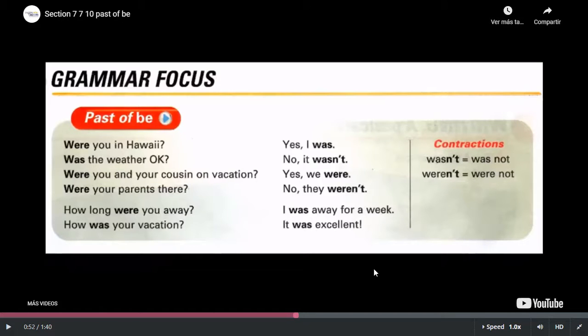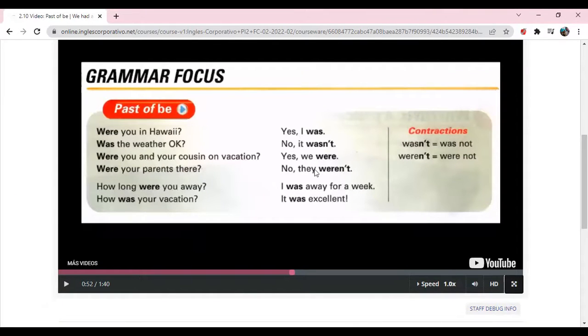Let's practice questions with was and were. Remember, yes, no questions. Now, you're not going to say, yes, I did or no, I didn't. Now you're going to say, yes, I was. No, I wasn't, okay? Repeat, yes, you were. No, you weren't.